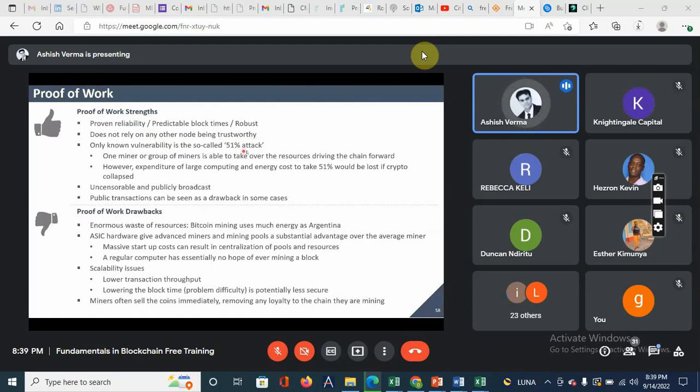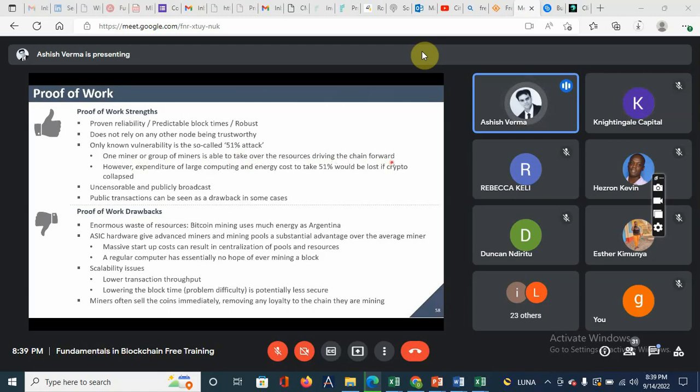It is vulnerable to the so-called 51% attack, which I told you about: if a particular party has more than 51% of the power, the network may be vulnerable. But in Bitcoin's case, we have seen that there is no single party which holds 51%. It's very difficult to actually acquire 51% of the computing power when there are so many users around the world working on the same computational problem. Sometimes one miner or a group of miners may be able to take over the resources driving the chain forward. This is known as pooling.